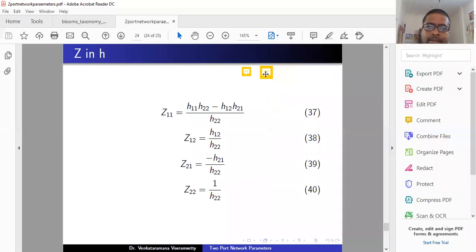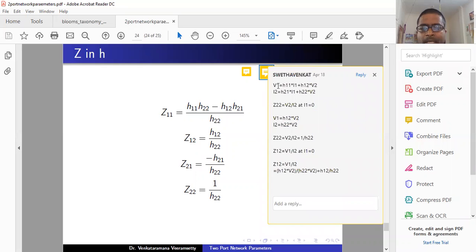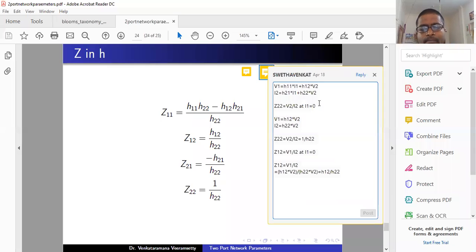For that, see here. This is the H parameter equation as we used in the previous case. Now I want to calculate Z22. Based on the definition, Z22 equal to V2 by I2 at I1 equal to 0. So keep I1 equal to 0 in this equation and in this equation. Then we have V1 equal to H12 into V2 and I2 equal to H22 into V2.